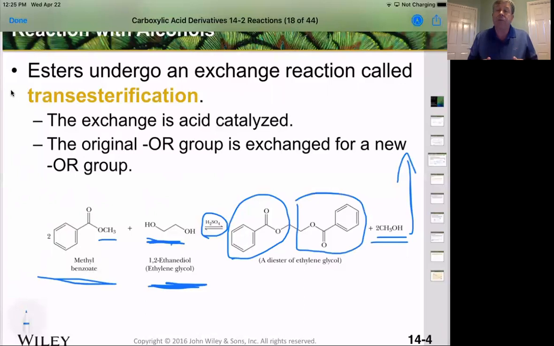But again, the driving force is the fact that we have a lower boiling alcohol being boiled out of the solution. If we put in a whole bunch of methanol and add more acid, we can convert it back in the other direction. Okay, so we've had acid chlorides and acid anhydrides and esters all reacting with alcohols.